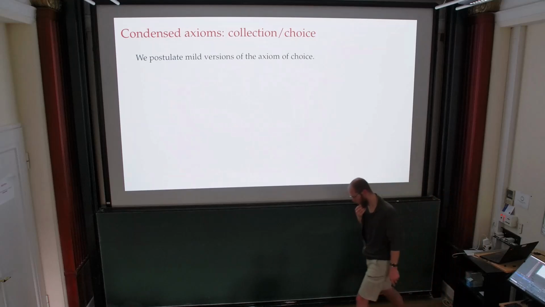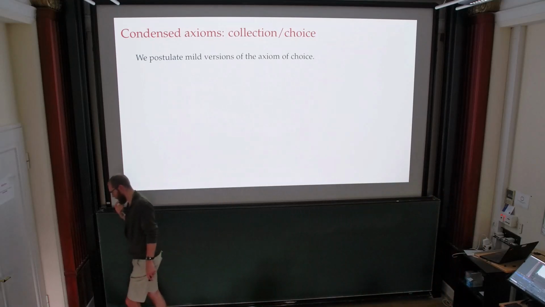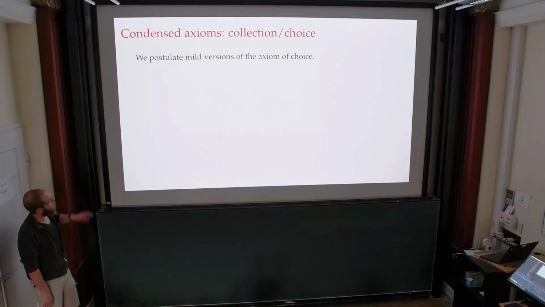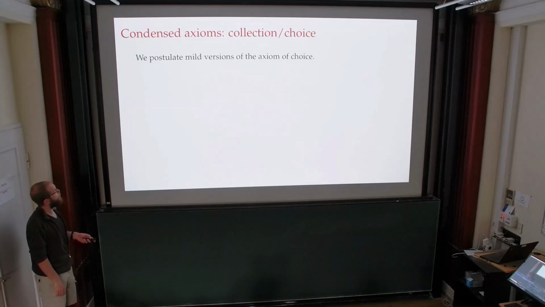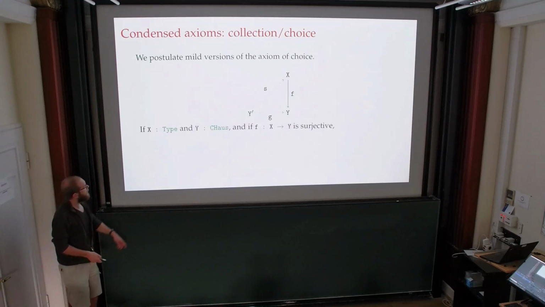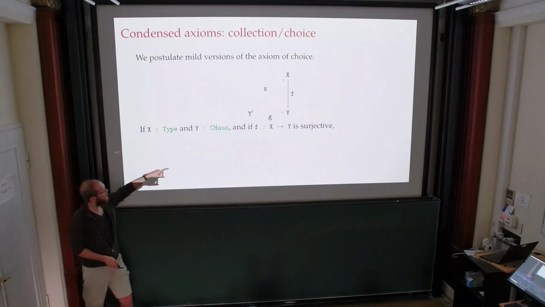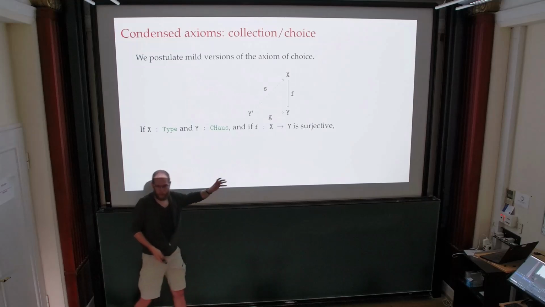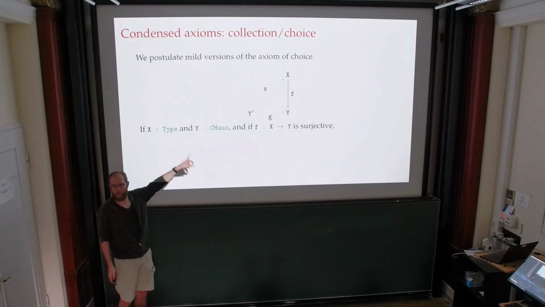And then, we can't go classical because of problems, but we still want some version of the axiom of choice. And so there is this thing known as collection. That's what we can postulate. And it looks like this. You have a morphism f, or a function, between two types. And the type at the bottom, y, is assumed to be CHaus. And the map is supposed to be surjective. Now the ordinary axiom of choice would say that this map splits, there will be a section. But we can't do that.